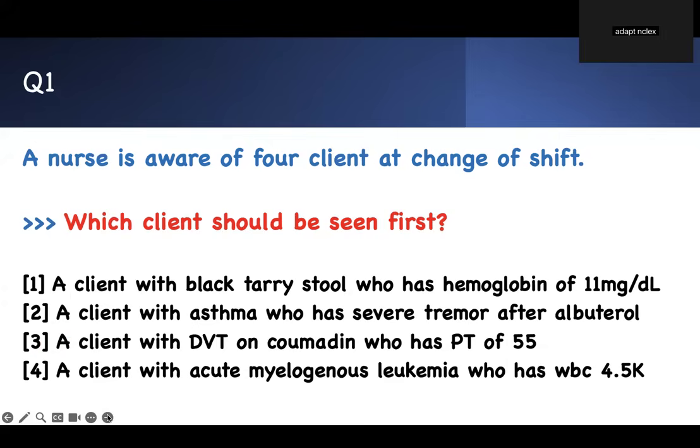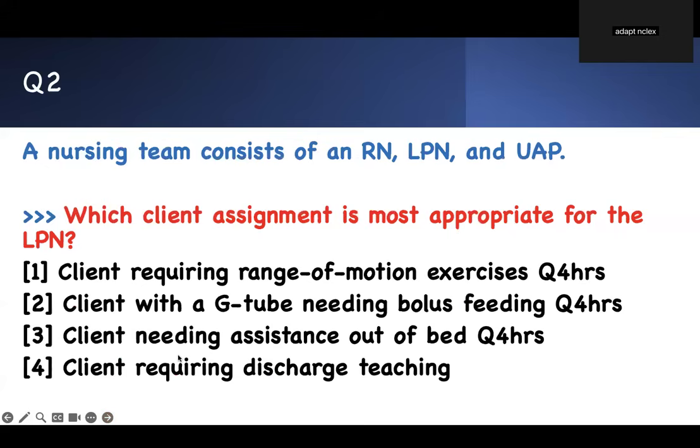If you need more, Adapting NCLEX has a lot of prioritization. I always call it the home of prioritization. Which client assignment is the most appropriate for the LPN? Assignment is big in the NCLEX. Management of care, you have to be comfortable. Like I told you, these are commonly missed. But why? Because there's something there.